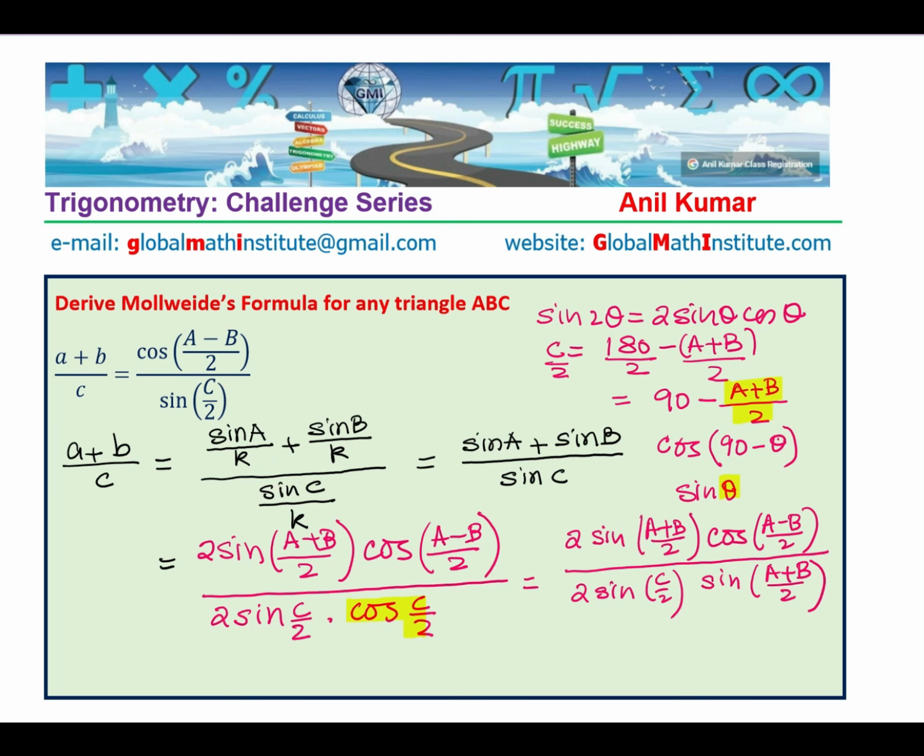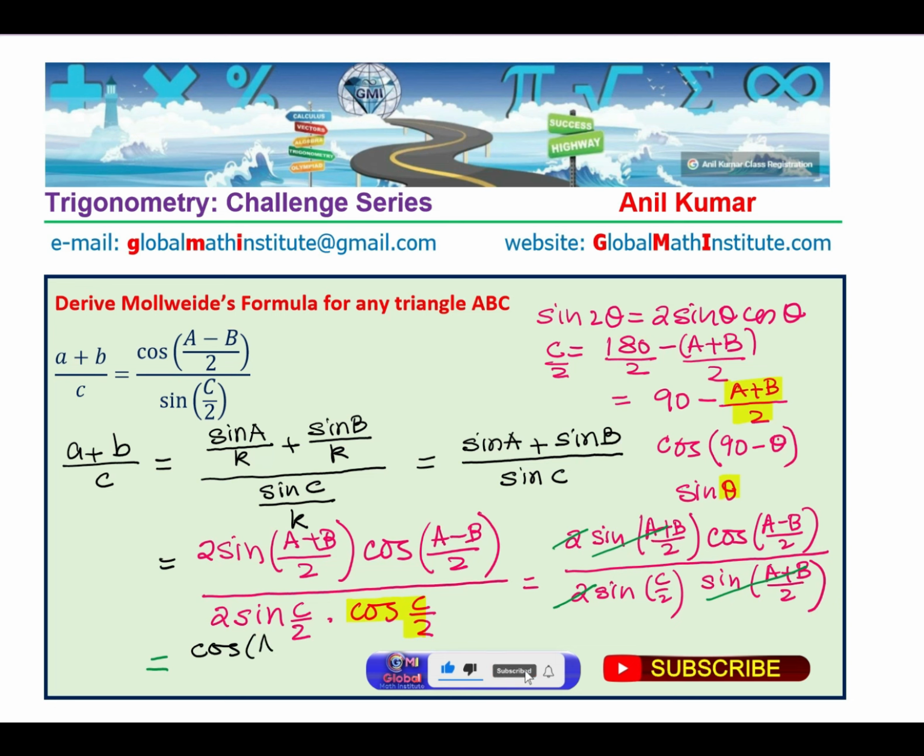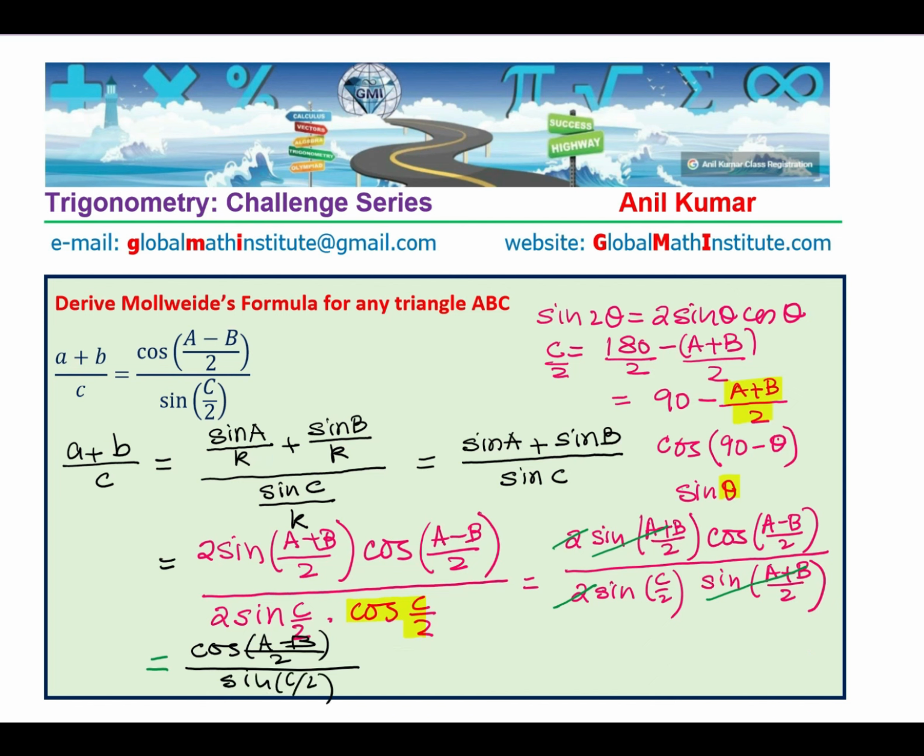Perfect. Now from here, you can cancel sine of (A plus B) by 2 and also the number 2 in both numerator and denominator to get your result, which is cos of (A minus B) by 2 over sine of C by 2. You get the whole idea, right? That is how we derive this particular formula. I hope the steps are absolutely clear.